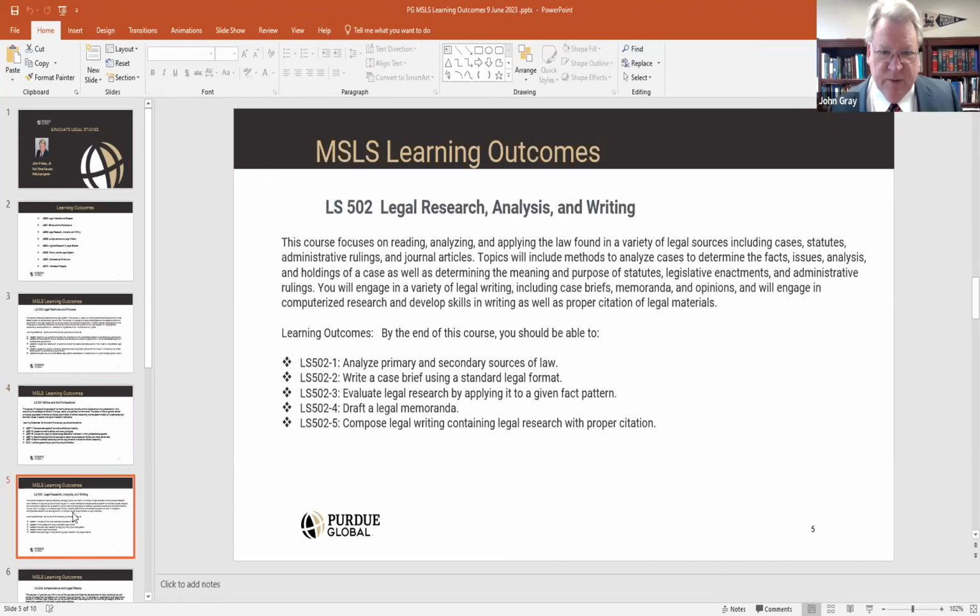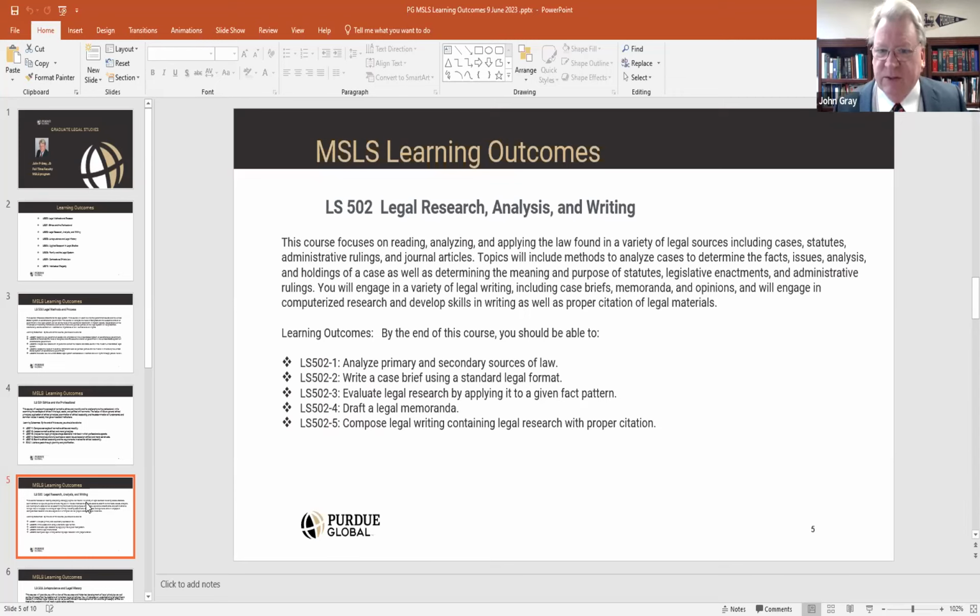Then in LS 502, this is a course that is very important because in legal studies, we're all about the written and spoken word. And so legal research, analysis, and writing is a crucial course as to its importance. And this course focuses on reading, analyzing, and applying the law found in a variety of legal sources, cases, statutes, administrative rulings, journal articles, and just a lot of different areas are involved here.